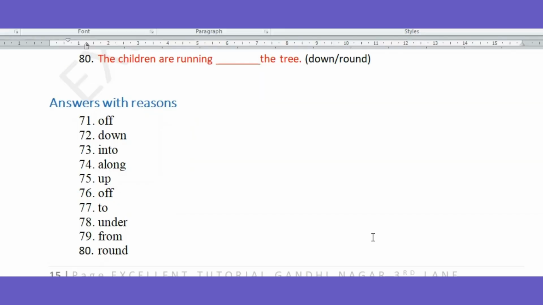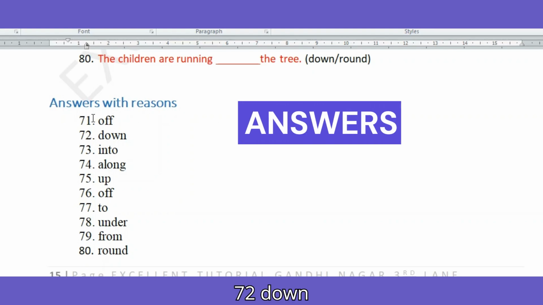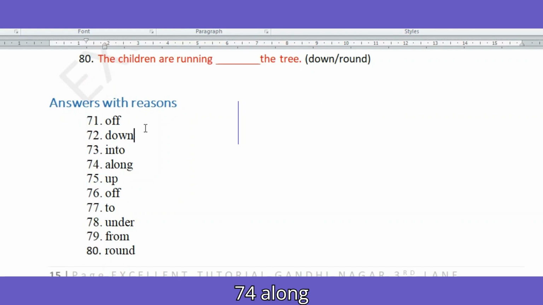Answers with reasons. 71. Off. 72. Down. 73. Into. 74. Along. 75. Up. 76. Off. 77. To. 78. Under. 79. From. 80. Round.